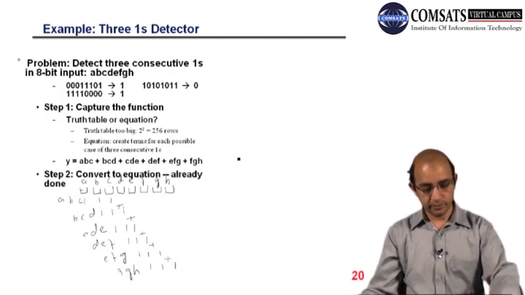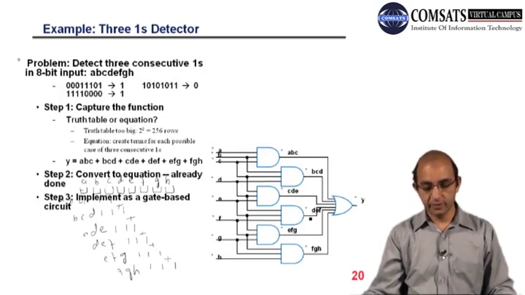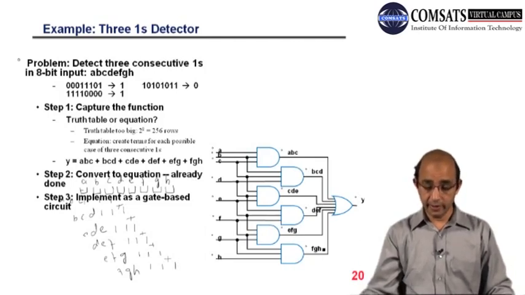Now we have to implement the function. So this is the function. You can see we have an ABC AND gate with 3 inputs, a BCD AND gate with 3 inputs, a CDE AND gate with 3 inputs, then a DEF AND gate with 3 inputs, then EFGH, FGH. So this or this or this or this or this or this. Here you can see we need an OR operation, so this is the required solution.